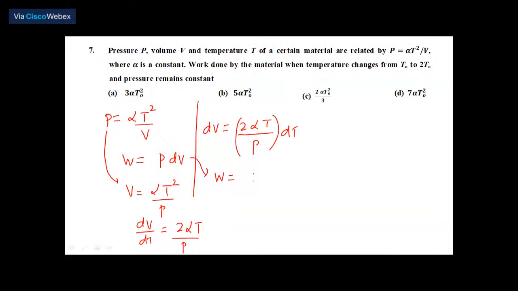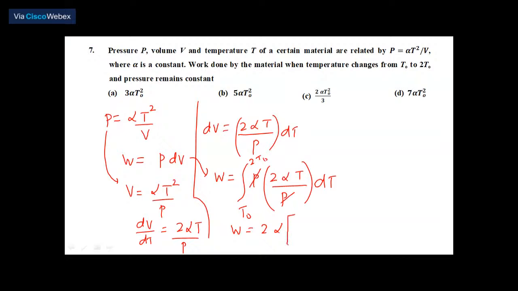W is equal to P into dV, which is 2 alpha T divided by P into dt, with limits T naught to 2T naught. Now what happens? P and P get cancelled. Alpha is a constant, so 2 alpha is a constant. Write 2 alpha outside, and the integration of T is T squared divided by 2, with limits T naught to 2T naught. Now 2 and 2 get cancelled.